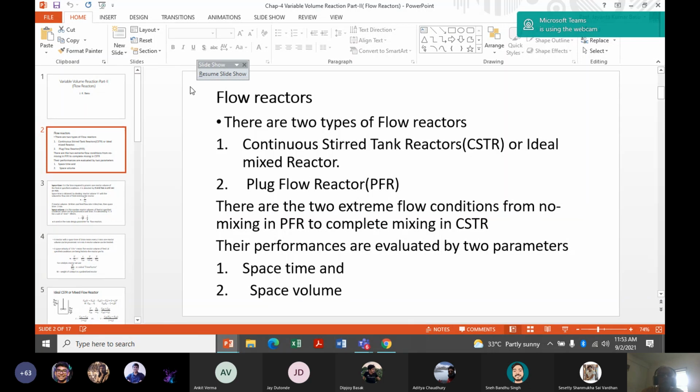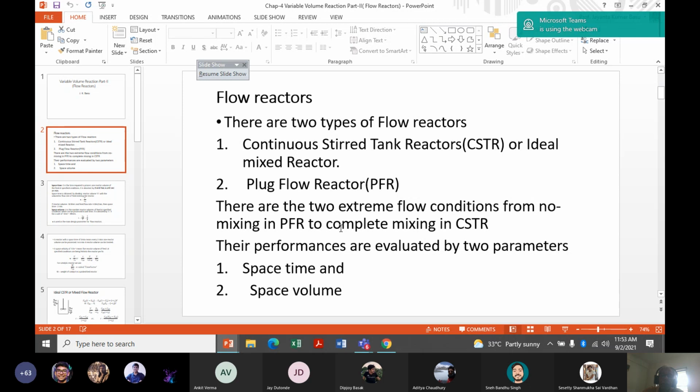If we consider a tubular flow reactor, it is possible to maintain no mixing. But in case of a vessel fitted with a stirrer, we cannot maintain the first condition. So there we use complete mixing to get another ideal reactor, that is CSTR. And if there is incomplete mixing, it will be neither plug flow nor CSTR.